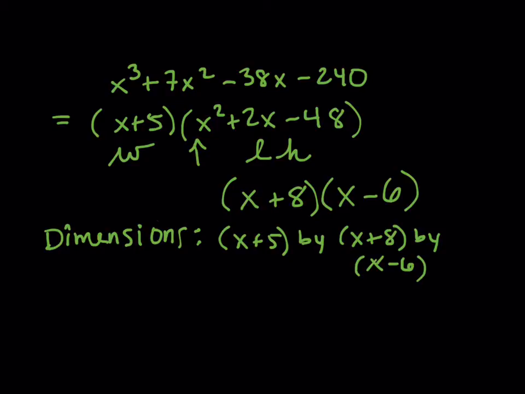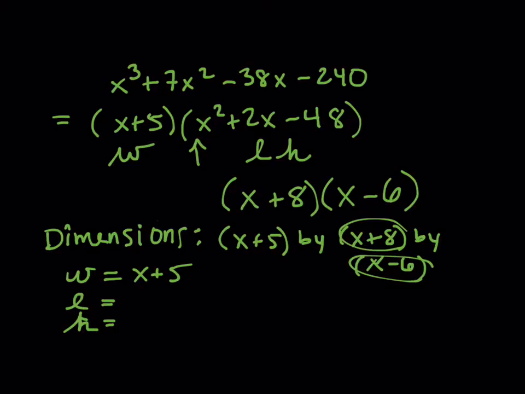Or we could also just label everything, so I could say width equals x plus 5. Now how do I know which of these is the length and which is the height? I'm thinking of height as the depth of the box, so that's probably going to be the smaller number, at least based on their picture. So x minus 6 is going to be smaller than x plus 8. You can plug in a few numbers to test that. So I'm going to assume that the length is x plus 8 and the height is x minus 6. A couple different ways to give your answer.